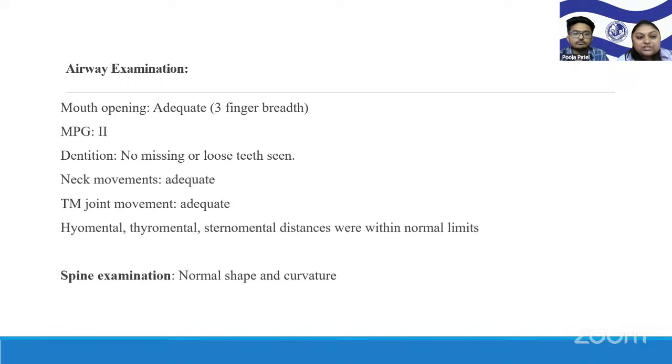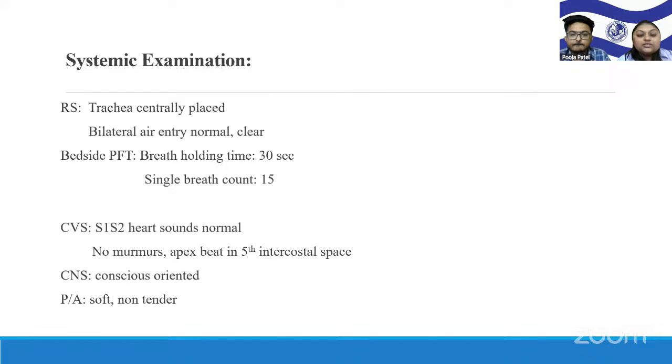On airway examination, the mouth opening was adequate, 3-finger breadth, with Mallampati grade 2, without any missing or loose teeth. The neck movements and TM joint movements were adequate. The hyomental, thyromental, and sternomental distances were within normal limits. Examination of the spine was normal, with normal shape and curvature and midline placement. On systemic examination, the respiratory system showed a centrally placed trachea with normal bilateral air entry in all lung zones and clear. The bedside PFT revealed a breath holding time of 30 seconds and a single breath count of 50.